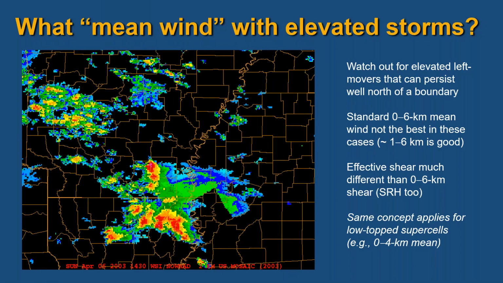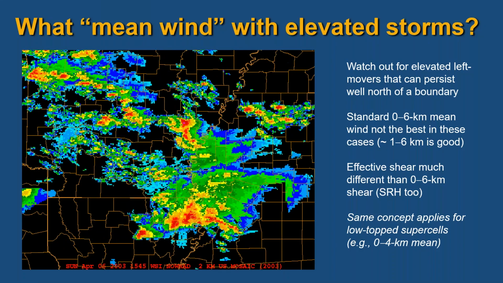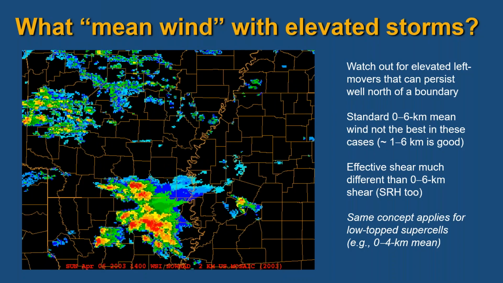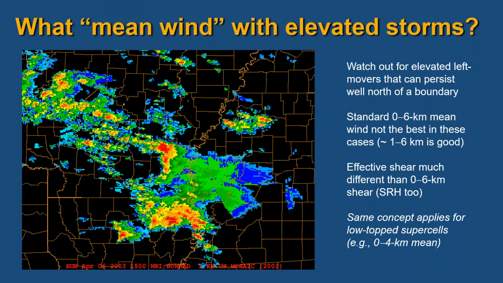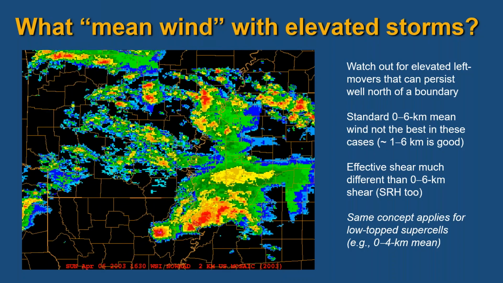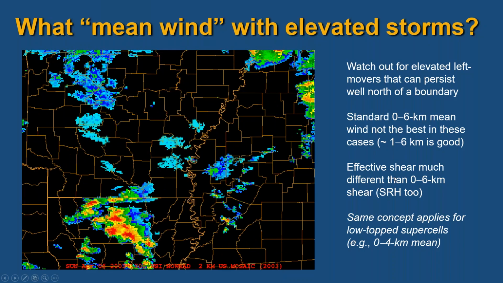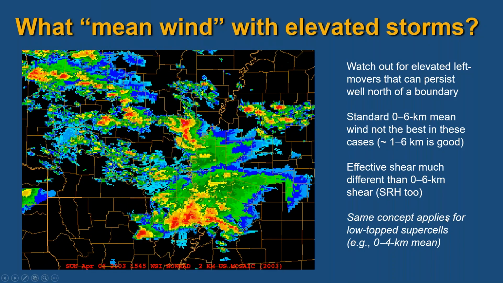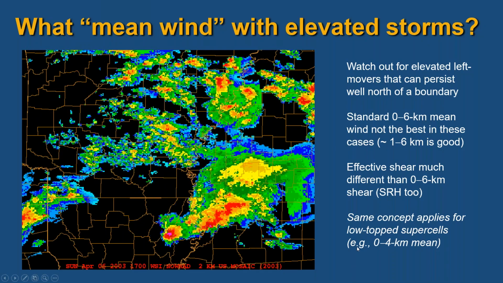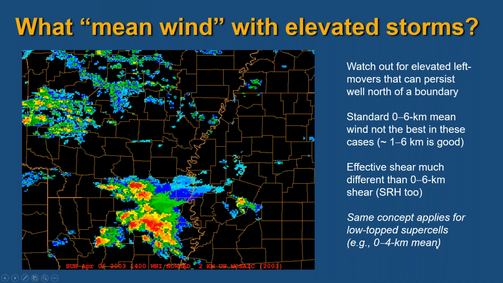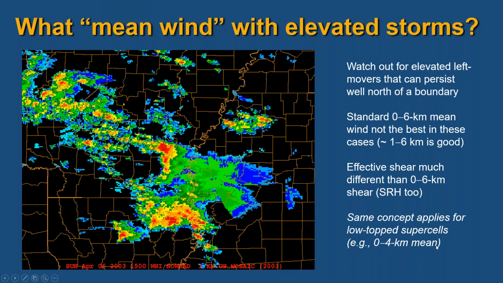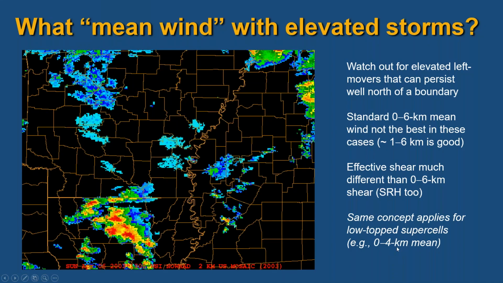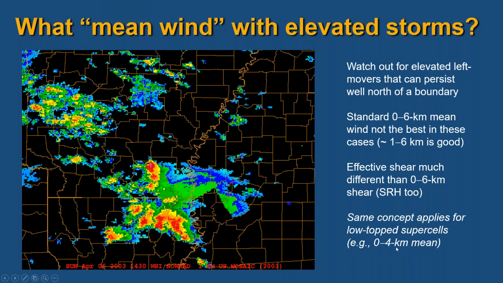It's not uncommon to see these left movers blast north of a boundary, dumping a lot of hail in fairly stable, maybe even foggy, low-level environments, but you've got a lot of MUCAPE, and the effective shear is such that it favors that left mover. The same concept as far as changing your mean wind depth applies for low-topped supercells as well. And in general, for low-topped, 0 to 4, maybe 0 to 5 mean wind would be a good first guess.